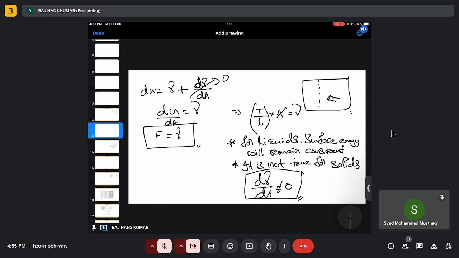Now, for example, if I take a simple cubic, what do you mean by simple cubic? Simple cubic is nothing but all the atoms only occupy the corners of the unit cell, right? So the effective number will be one. For example, polonium.